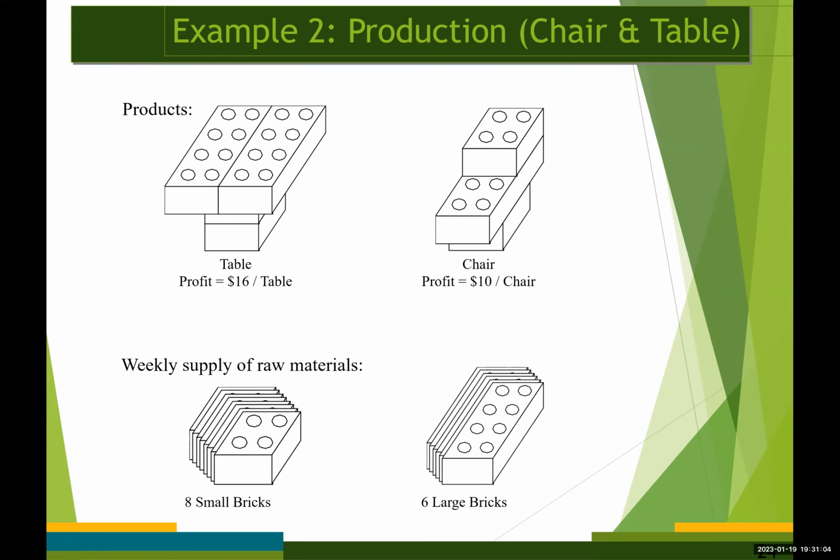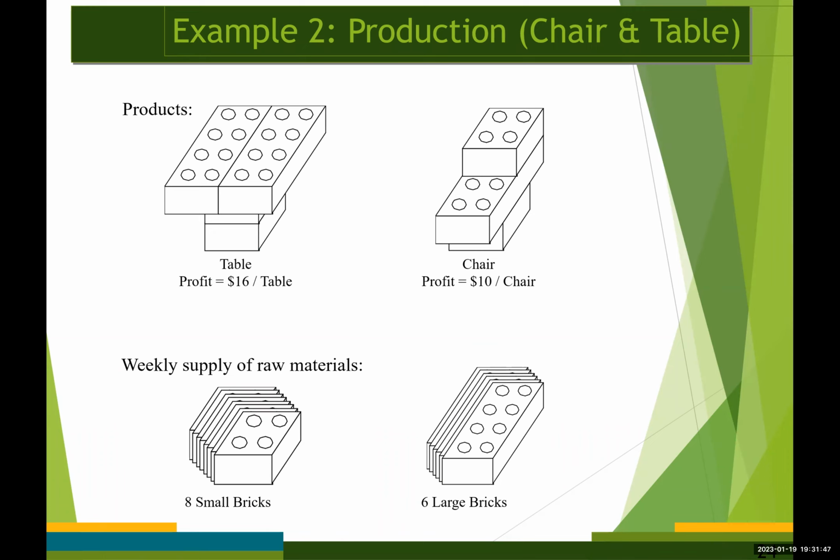But you are limited by the availability of the materials, which means that you have only 6 large bricks and 8 small bricks. So within these constraints, to maximize the total profit, how many tables and chairs should you make? That's our question regarding this example. So how do you answer?